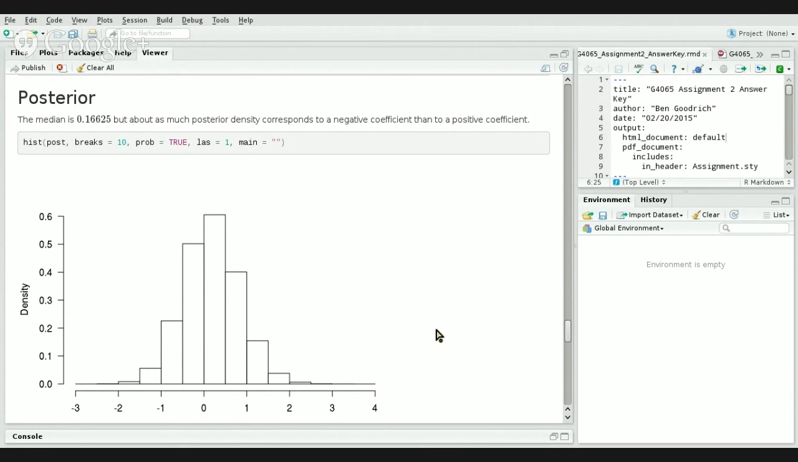So if we look at a histogram of the posterior distribution of beta, in this case the median was slightly greater than 0, but there's certainly a lot of posterior density on both sides of 0. We didn't have that many observations here, but clearly the data generating process had a true coefficient of 0. So our posterior distribution is not inconsistent with that.